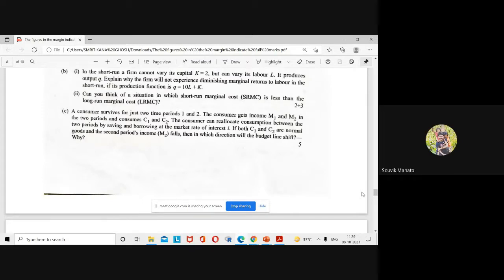So here the question is, if the production function is like this, there is no diminishing marginal returns to labor. Why? Because the marginal product of labor is constant. MPL is constant. That is why you cannot diminish it. As it is a parameter, how can you change it? So that is why there is no diminishing marginal return to labor. Yes, ma'am. Okay.